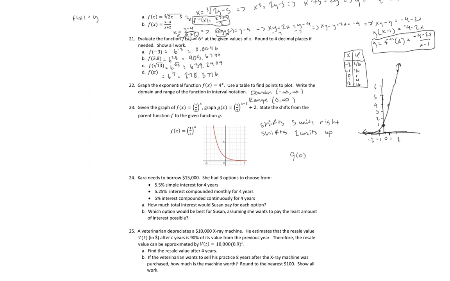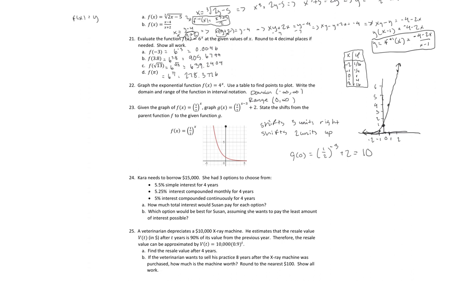Now if we plug in a point like g of 0, just so we know where one of the points on the graph is going to be, we get g of 0 is equal to 1/2 to the -3 plus 2, which if we put that in a calculator, is going to give us like 10. So we know one of the points on this graph, and it's going to be up at the top here.